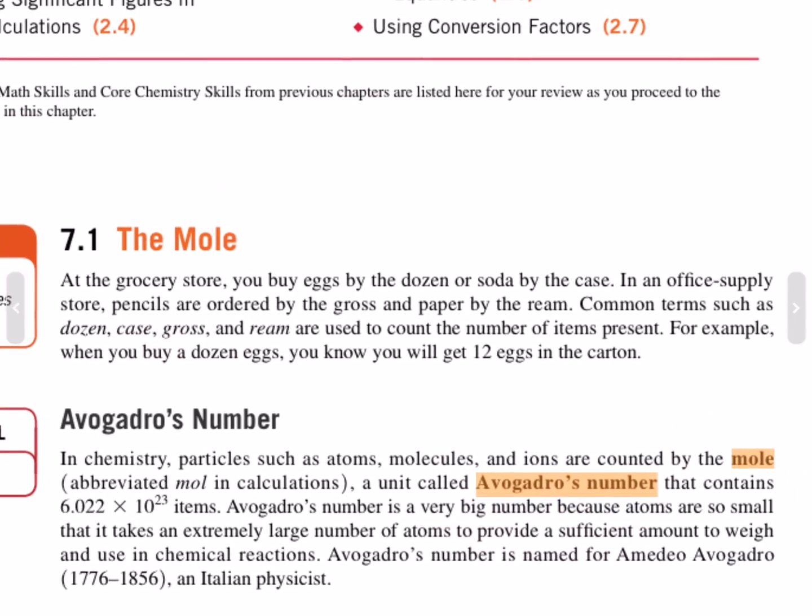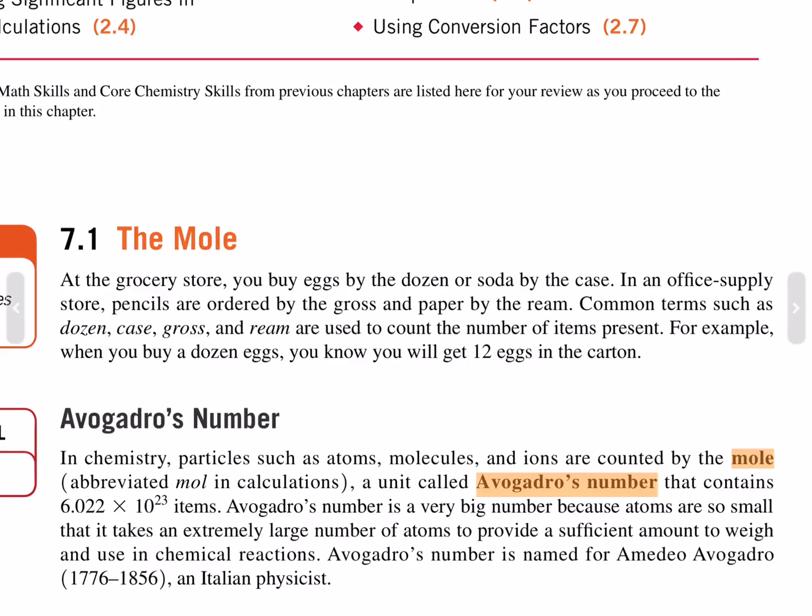Section 7.1 The Mole. At the grocery store, you buy eggs by the dozen or soda by the case. In an office supply store, pencils are ordered by the gross and paper by the ream. Common terms such as dozen, case, gross, and ream are used to count the number of items present. For example, when you buy a dozen eggs, you know you get 12 eggs in the carton.